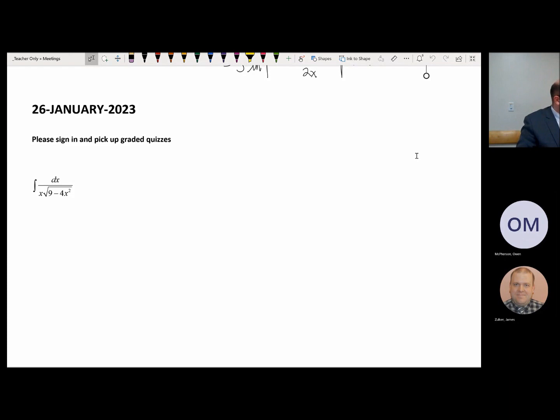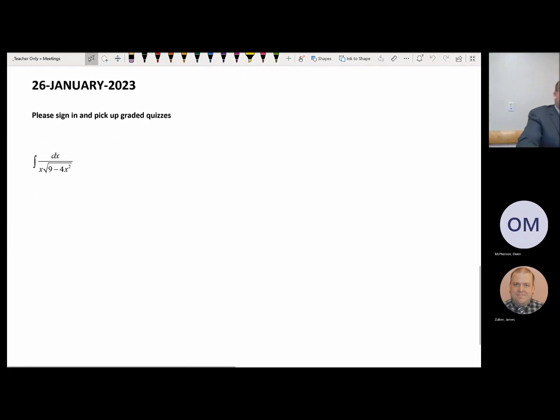dx over x square root of 9 minus 4x squared. Well, this should look familiar. Square root of 9 minus 4x squared. Wasn't that the last problem? So we know how we're going to simplify it first, right?